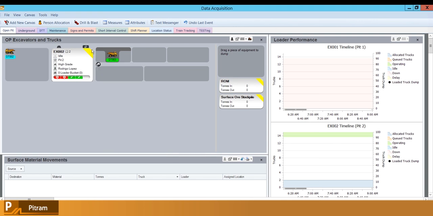So knowing these lets you basically at a glance see what your equipment and your locations are actually doing without having to drill down too much into the data.